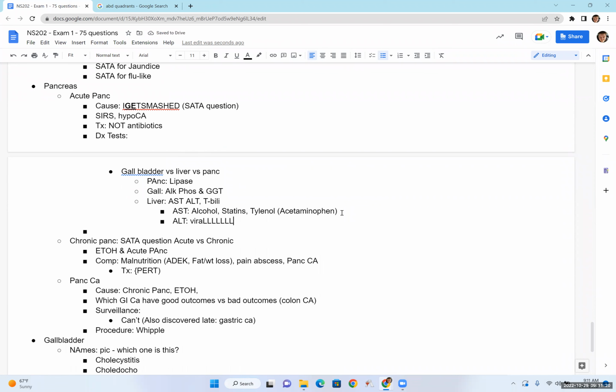Okay, and then T-bili will be elevated with liver and gallbladder. So how do you tell the difference? You got two other gallbladder labs that'll tell you, oh, I got gallbladder situation. ALP, Alk Phos, and GGT. You're not going to spell them out on this test, right? You can just put the abbreviation. Most likely, yeah.